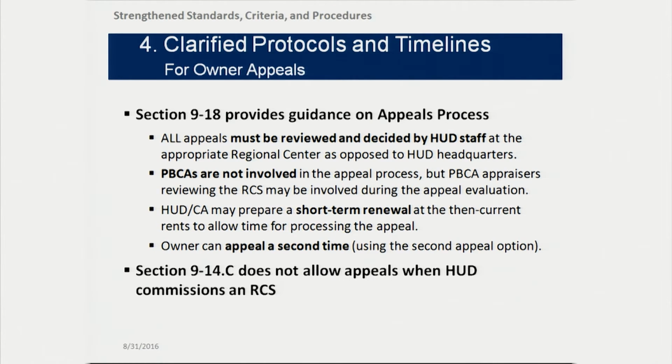If the owner chooses to appeal, HUD or the contract administrator may prepare a short-term renewal at the then current rents to allow time for processing the appeal. Section 918 provides procedures for both first appeal as well as second appeal, if applicable. Please note that as stated in Section 914C, there is no appeal available when a HUD-commissioned RCS prevails.